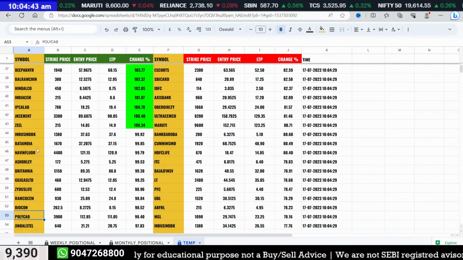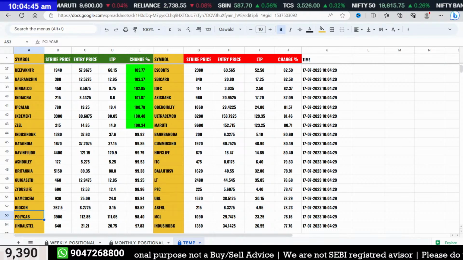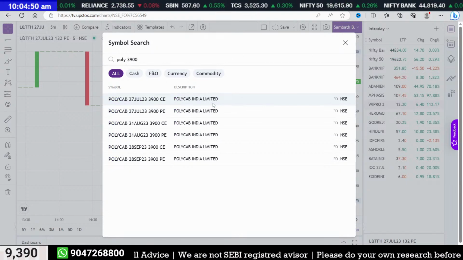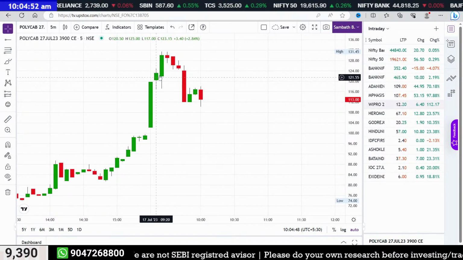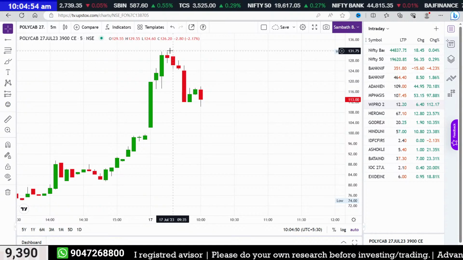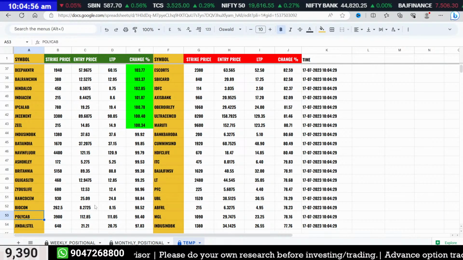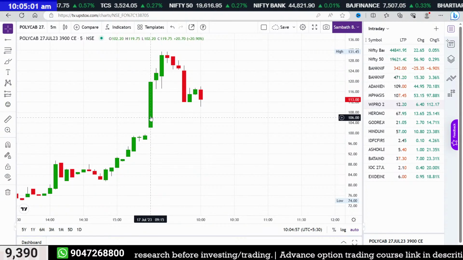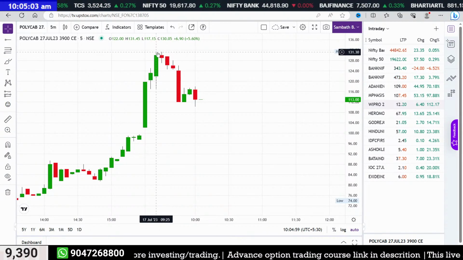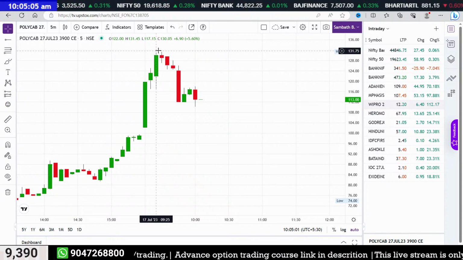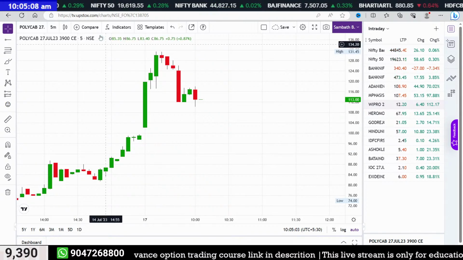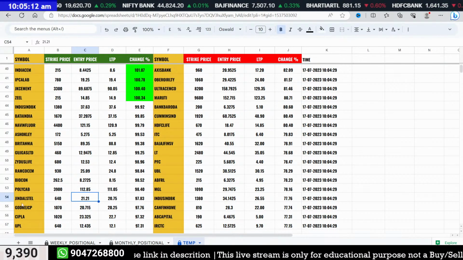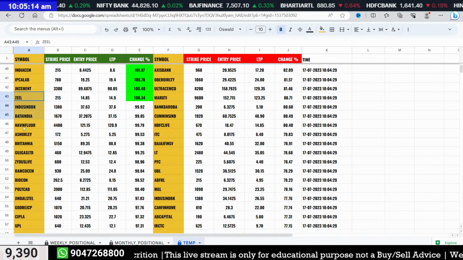Polycab 3900. This is liquid. I think it opened itself at 131. So now it is moving down, so I ignored it. You can see it opened and moved higher by itself. Jindal. Maybe here are the opportunities, so you can look at this stock.